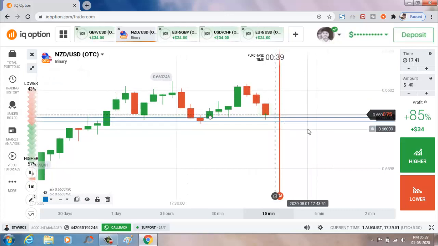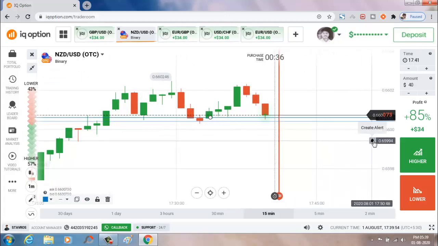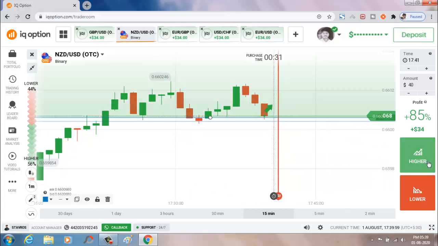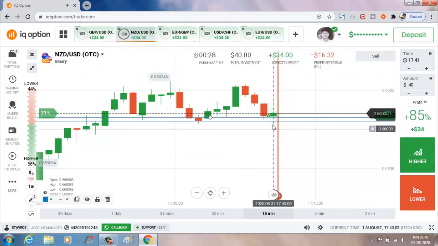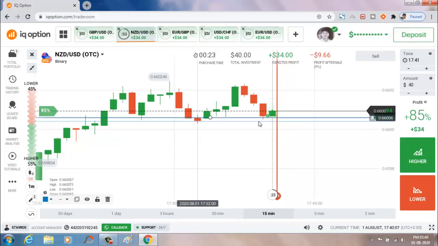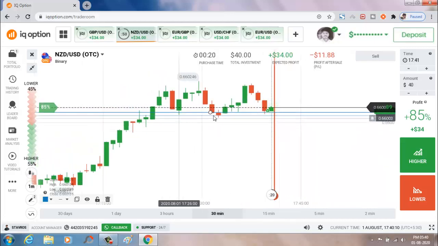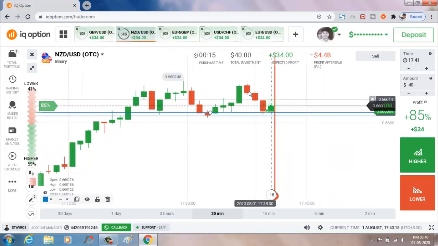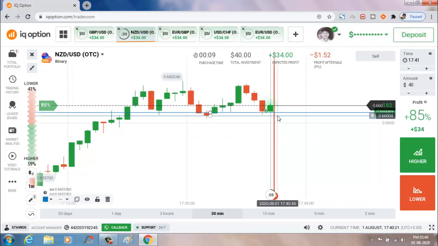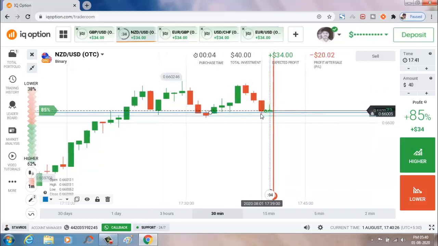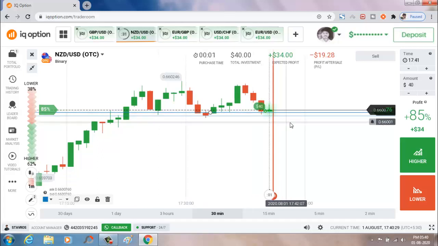This is strong sellers. There is a rejection. Okay, we'll place a higher option. There is a small rejection. This is a strong seller's entry, but there is a 50-50 chance, sometimes it may break the level. This is the third time. First time, second time, this is the third time.